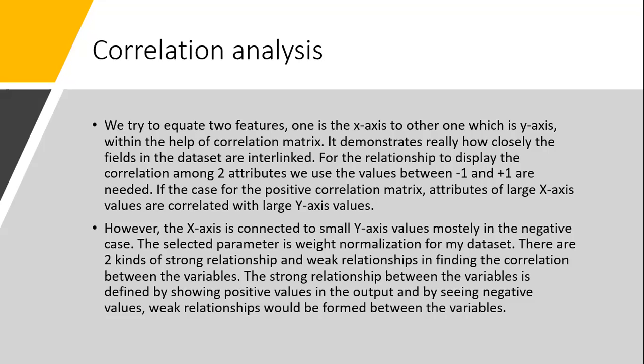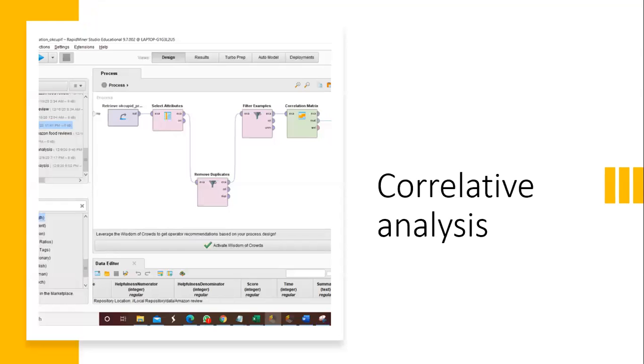The selected parameter is weight normalized by dataset. There are two kinds of relationships when finding the correlation between variables, strong relationships and weak relationships. A strong relationship between variables is shown by positive values in the outcome, or by negative values. A weak relationship should be found between the variables. So this is the basic idea here.